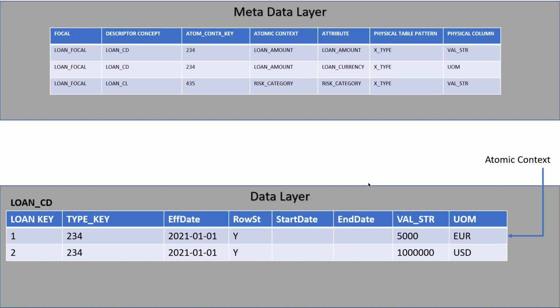how it is described and how it's modeled logically. In this case, we can see that the atomic context loan amount has two logical attributes, the loan amount and loan currency, and they have their respective values stored in the physical columns val string and unit of measure, UOM. If we shift and look at the loan CL, we can see how the risk category has been implemented.